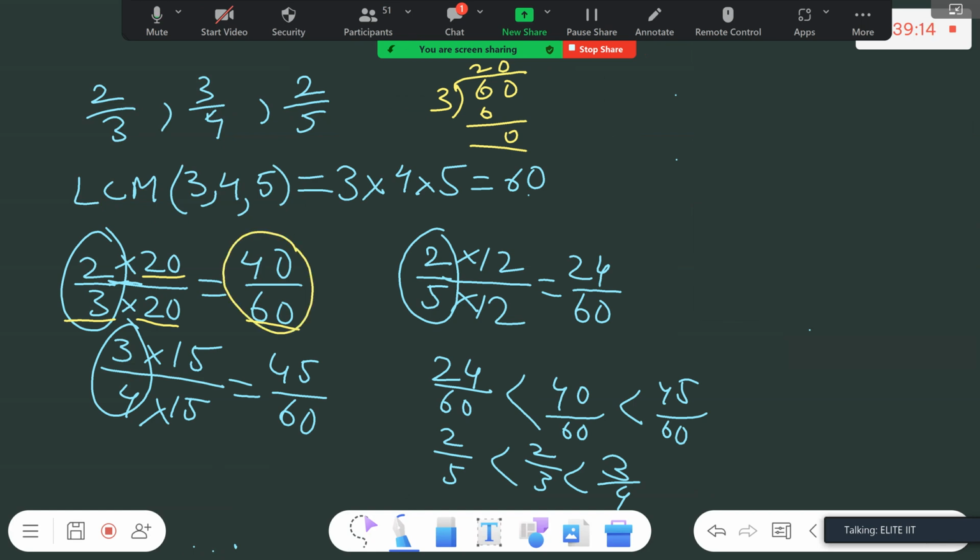40 by 60. Similarly here, 4 into 15 is 60. So we multiply numerator and denominator both by 15. Same is the case for this fraction also, 2 by 5. Okay?